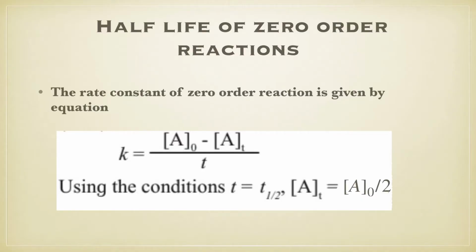To start with the half-life of zero order reaction, first we have to write down the rate constant equation for the zero order reaction, which is given by k is equal to the molar concentration of A naught, that is the initial concentration, minus the final concentration, upon t. Initial concentration is represented by A naught and final concentration is represented by the molar concentration of At.